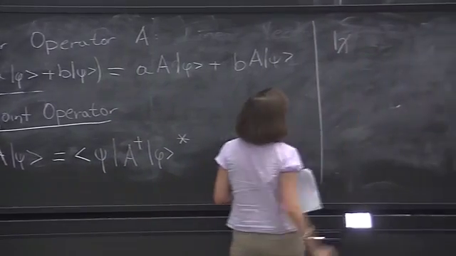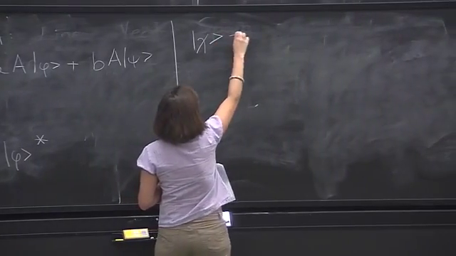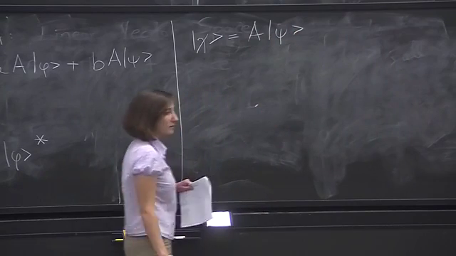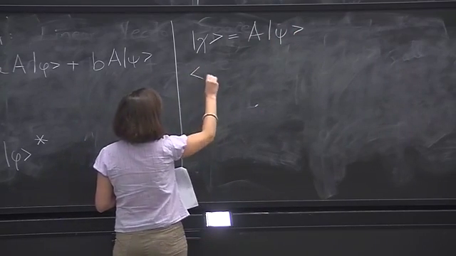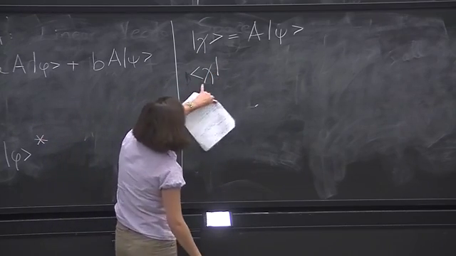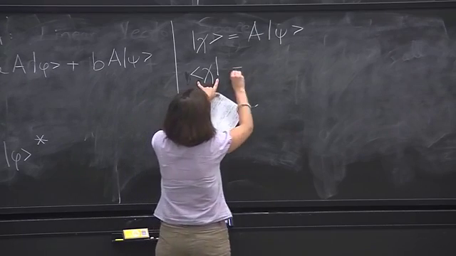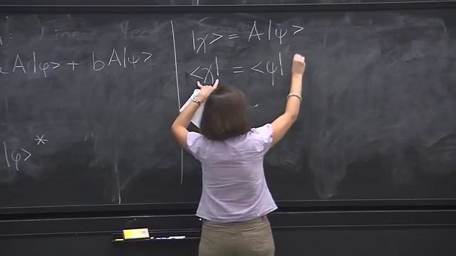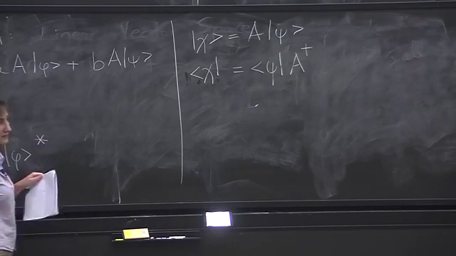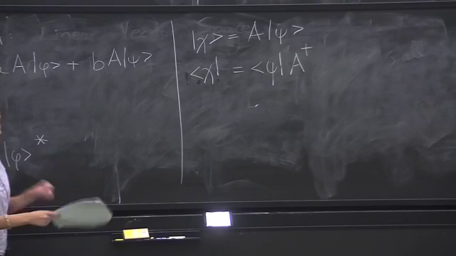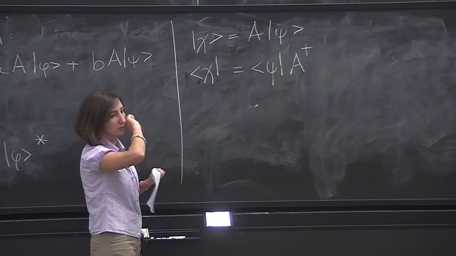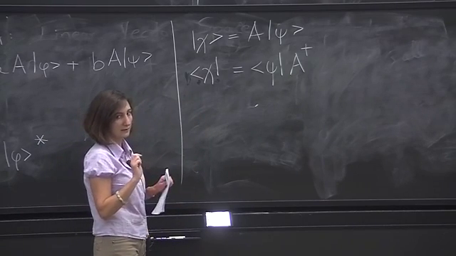Now you can check that if I define chi as A acting on psi, then the bra of chi will be bra of psi times the adjoint operator. And this is one of the things that I will ask you to show later on in the tutorial today.